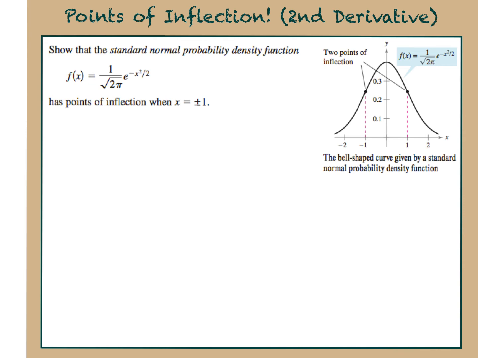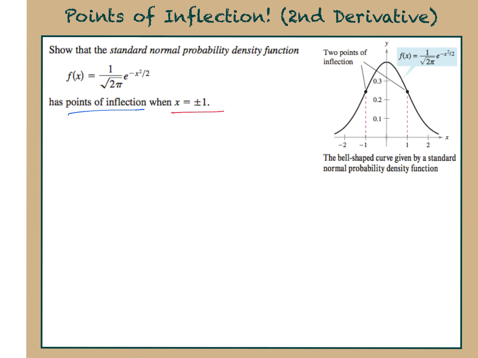And I want to figure out the points of inflection. I want to verify that my points of inflection are at positive and negative 1. All right, that's all we're going to really do with it, but this is actually where it comes from. All right, cool. So how do I get a point of inflection?